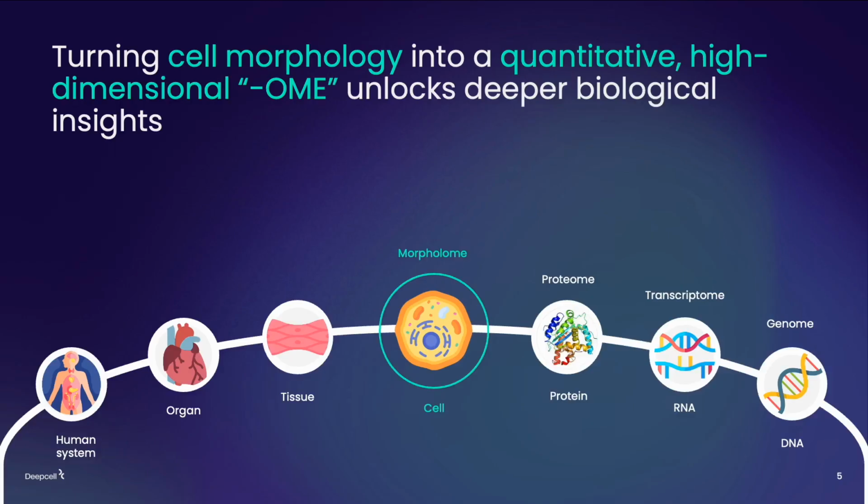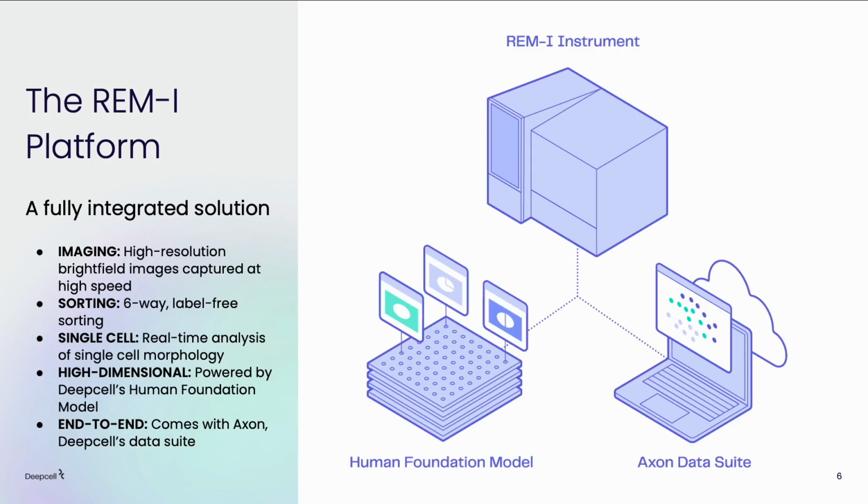Turning cell morphology into a quantitative, high-dimensional ohm, the morpholome, brings it in line with other traditional omic methods to round out a more comprehensive multi-omic analysis and more fully characterize the biology of single cells. At Deepcell, our approach to morpholomics is to provide single-cell, high-dimensional, unbounded morphology analysis via the REM-I platform. The REM-I provides high-resolution imaging of single cells, high-dimensional analysis of morphology, and label-free sorting in one platform.